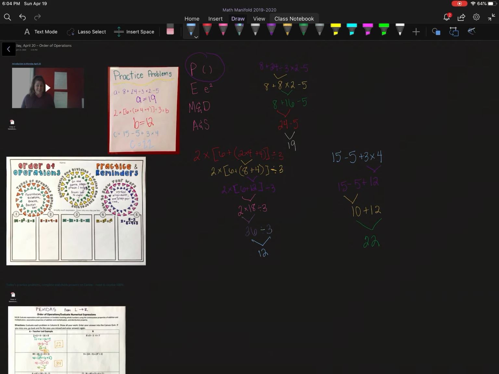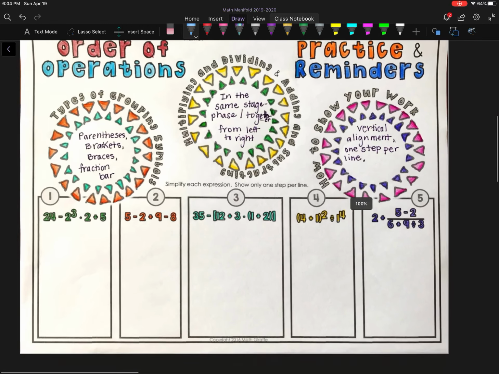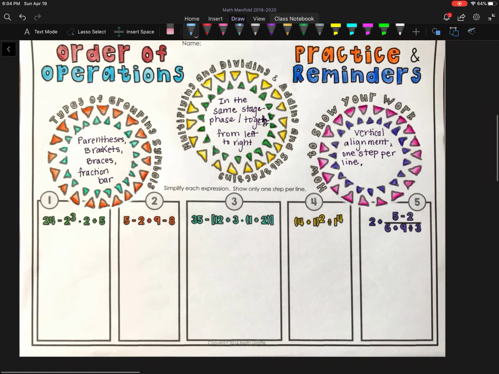All right, so I have a few extra practice problems and reminders for you. And this is where we'll pull in some of those exponents to help us. But we've got types of groupings and symbols, where we either have parentheses, brackets, braces, or we added this one in here, a fraction bar. So number 5 includes a fraction bar as a type of grouping.